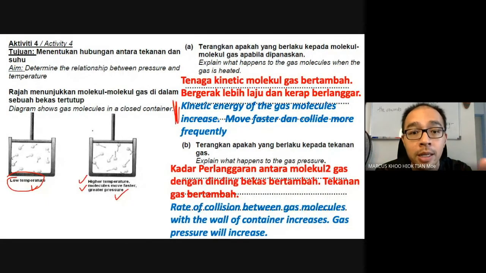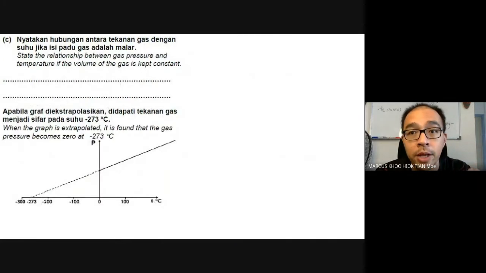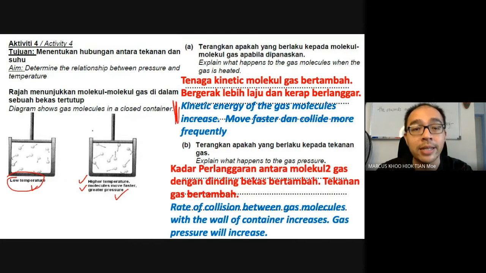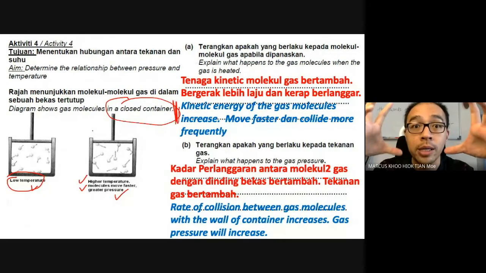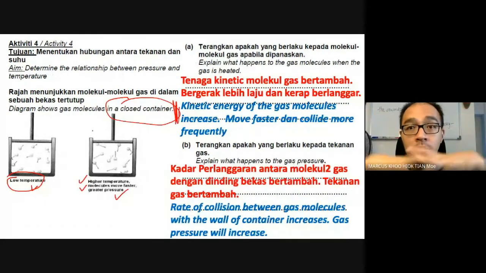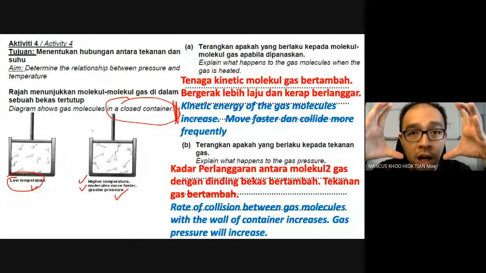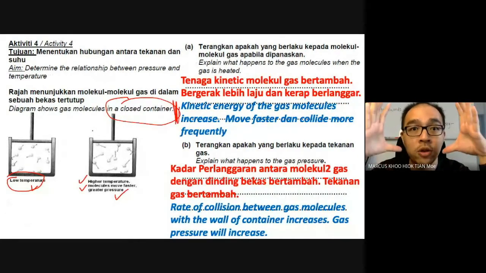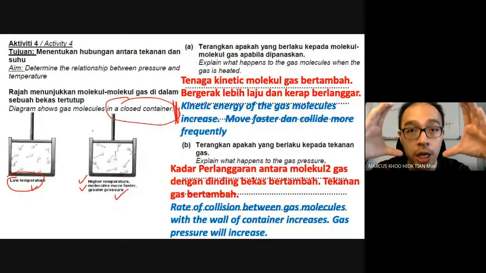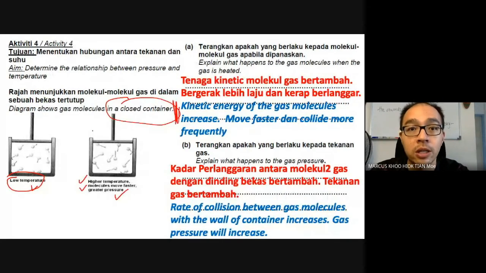But remember, the condition for this to happen is that the volume must be maintained. And we maintain it by having a closed container. So this doesn't work in a balloon, because in a balloon the volume can change, and the balloon can expand or deflate. So we want to have a container which is closed and you can maintain the volume. The volume doesn't change, even if the pressure changes, because that's what pressure law is all about.